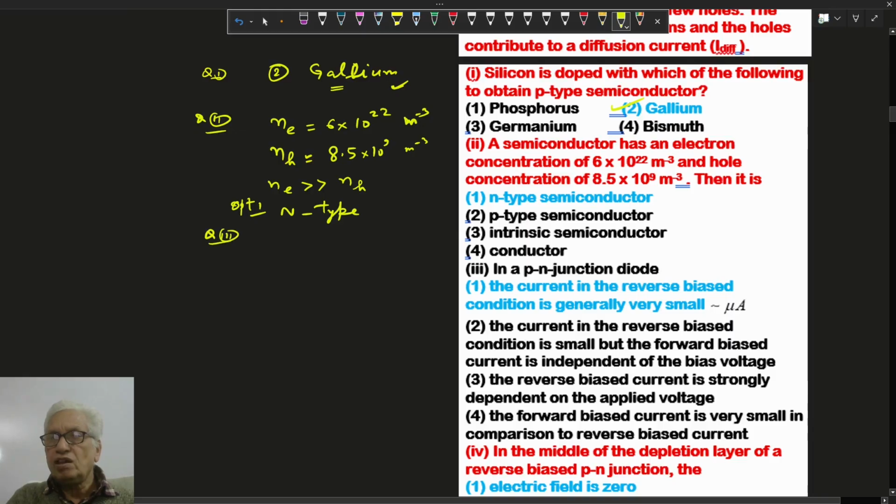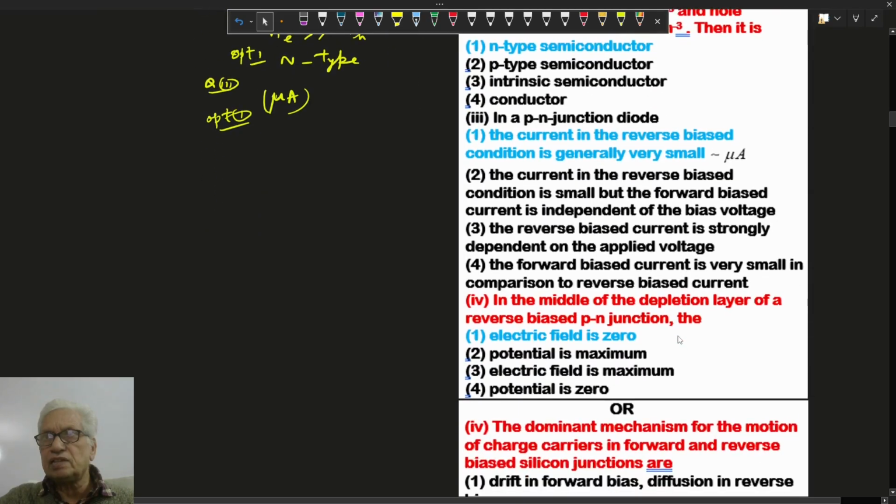Question 3. In a PN junction diode, current in reverse biasing condition is very small, of the order of microamperes. So option 1 is true. In forward biasing, milliampere range is there. In reverse biasing, microampere current.